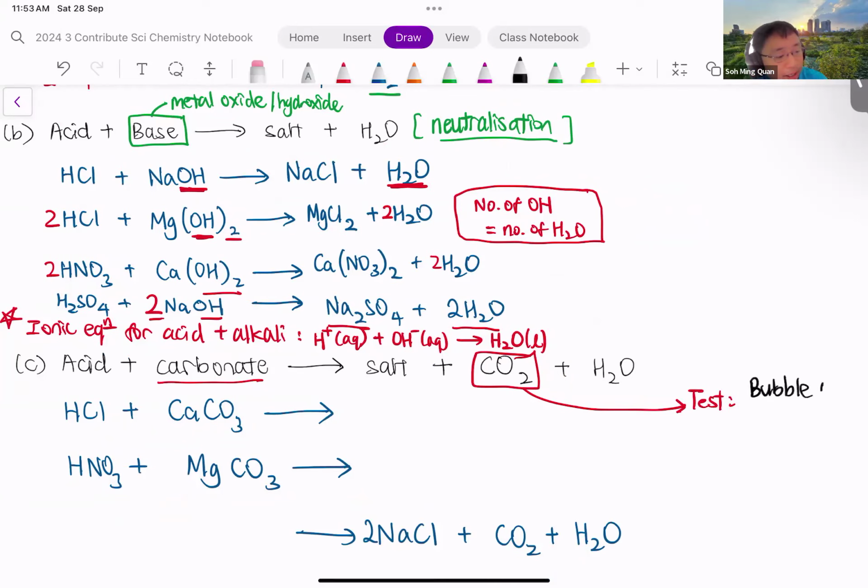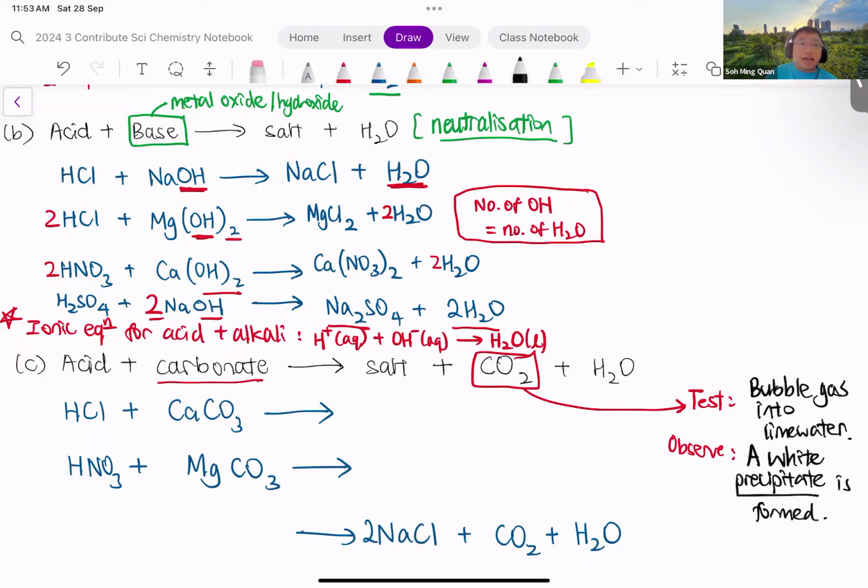So we bubble the gas into lime water. So when you see lime water, you know, okay, this is testing for carbon dioxide gas. Okay? The observations. This is important. A white precipitate is formed.